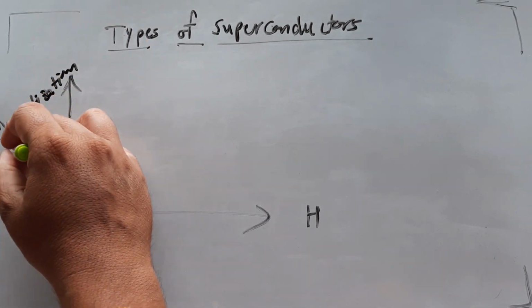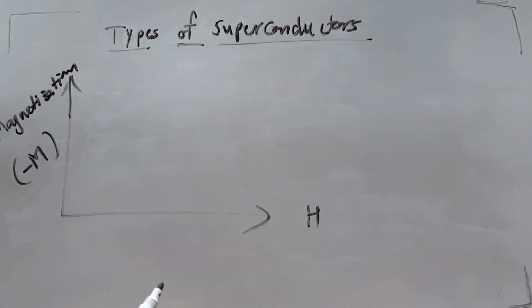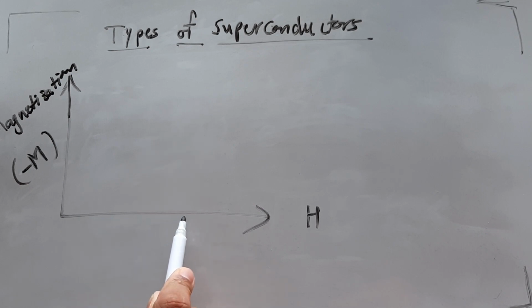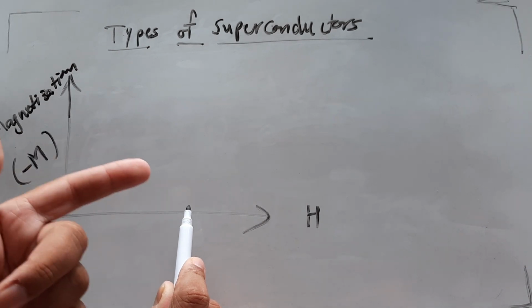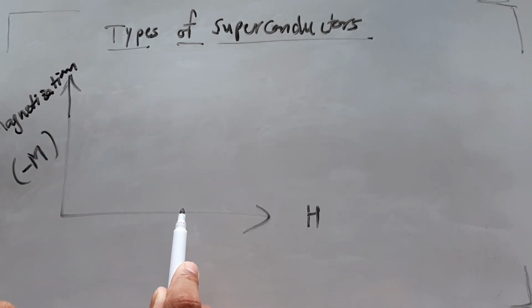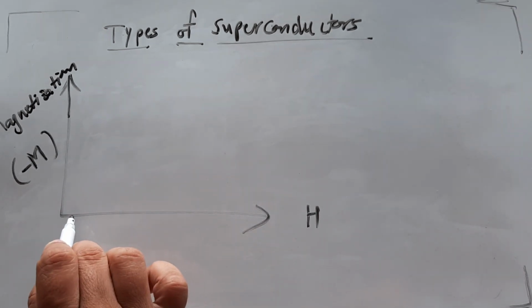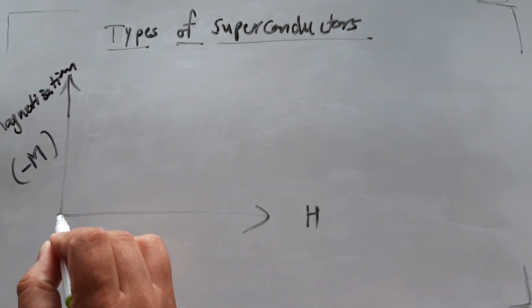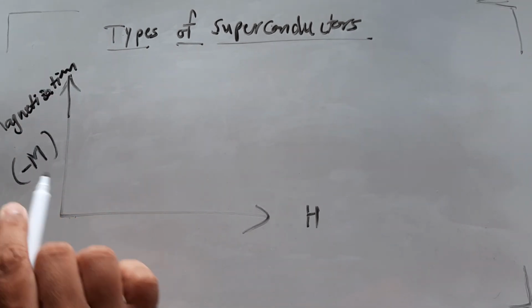Magnetization, which is the effect inside the material due to the external magnetic field. So typically how a superconductor works, if you keep increasing the external magnetic field, the superconductor creates its own magnetic field which is equal and opposite in direction. That's why this is minus M. So equal and opposite. So if you keep increasing, this value will also keep increasing in the negative direction of this.